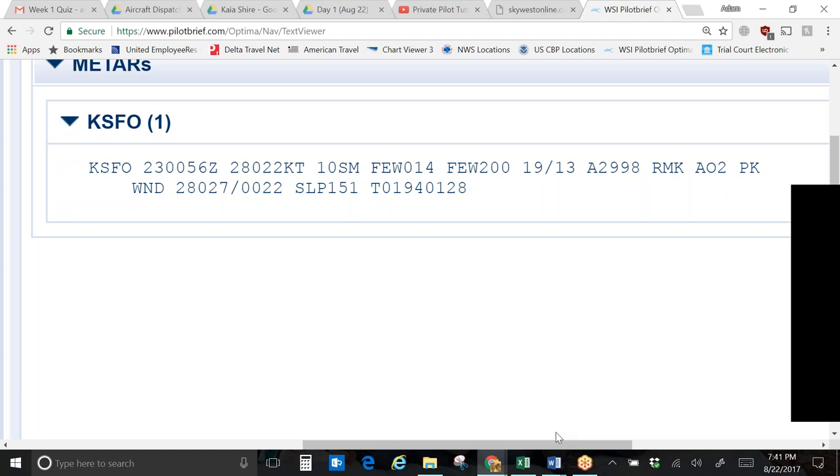So I still don't get it. Peak wind was coming from 280, at 27 knots. And the next part there is telling you the time that that happened. Oh, okay. So about 34 minutes ago.